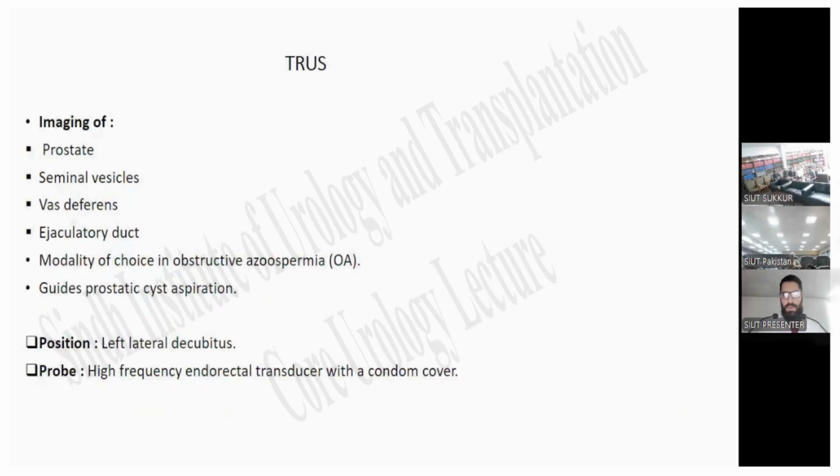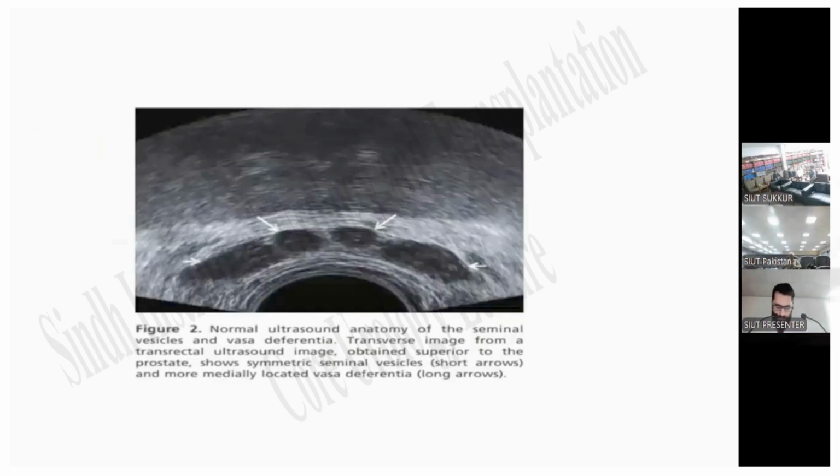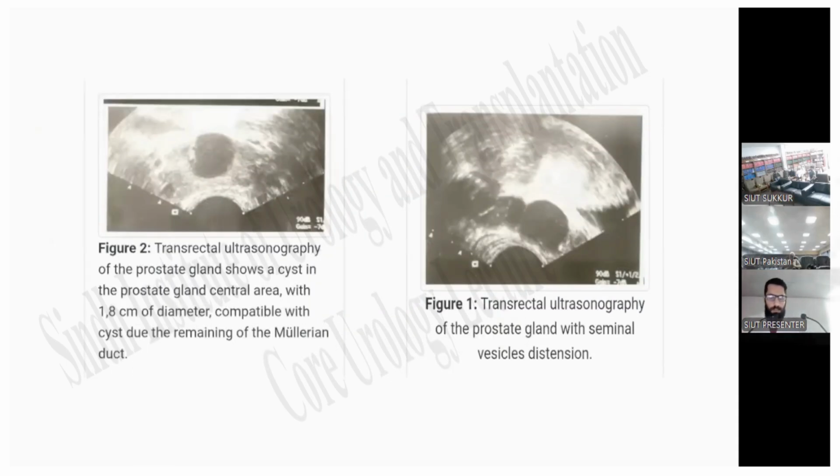TRUS is used for imaging of the prostate, seminal vesicles, vas deferens, and ejaculatory duct, and it is the modality of choice in obstructive azoospermia. Also, it can be therapeutic as it guides prostatic cyst aspiration. The position should be left lateral decubitus, and the probe used is a high frequency endorectal transducer with a condom cover. So when you are suspecting obstructive azoospermia in a patient, most probably secondary to ejaculatory duct obstruction, TRUS is usually performed.